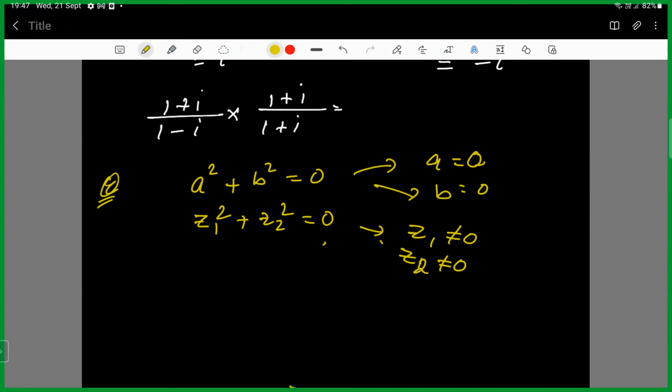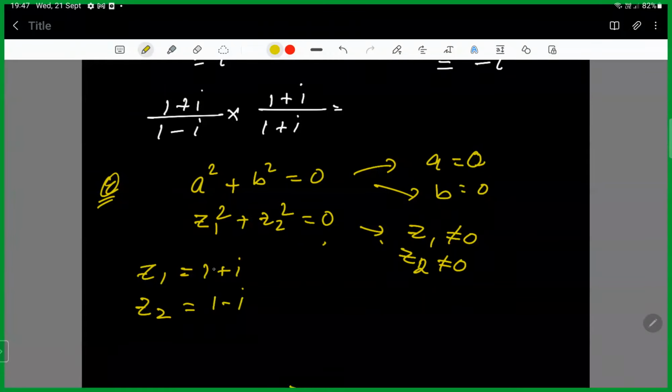If z1 is equal to the conjugate of z2, and z2 is equal to the conjugate of z1, is it not possible? Okay, let's take z1 is equal to 1 plus iota and z2 is equal to 1 minus iota. Do it. Find out this. You know how to find it.